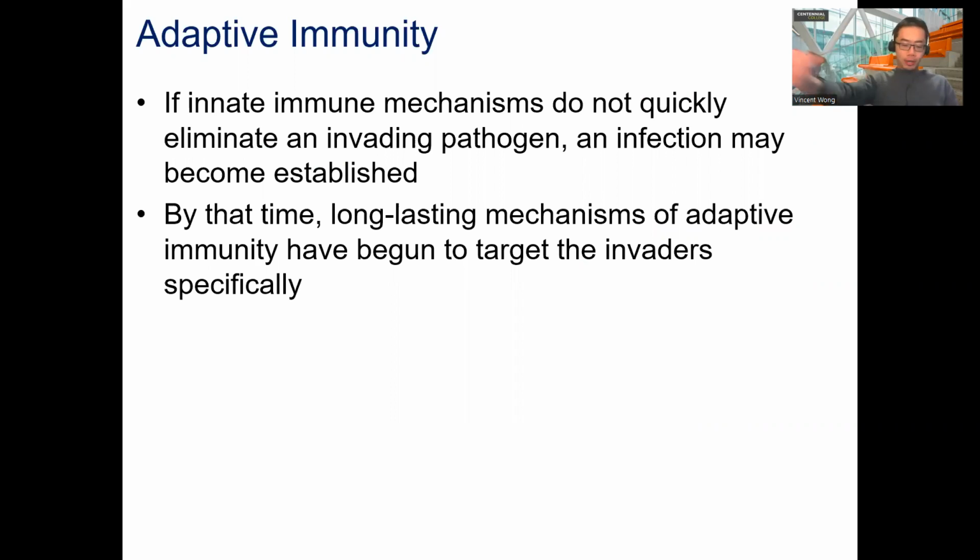All right. So now we're going to talk about adaptive immunity. Another name for adaptive immunity is acquired immunity.